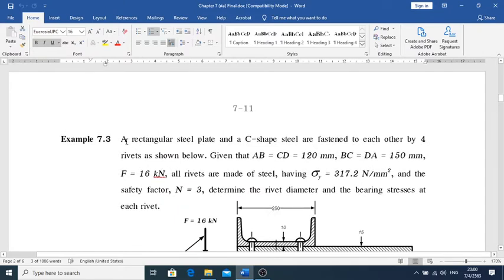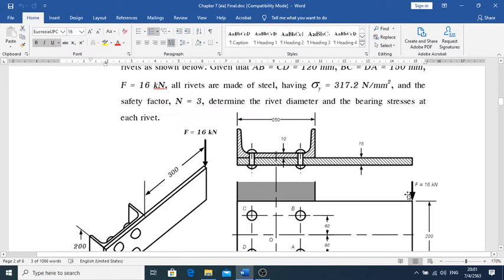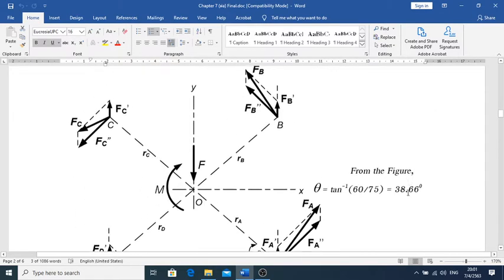This is the problem set. Okay, a rectangular steel plate and a C-shaped steel are fastened to each other by four rivets as shown below. Given that AB equal to CD is 120, BC equal to DA is 150, F is 16 kilonewtons. All rivets are made of steel having sigma Y of 137.2, and the safety factor N is equal to 3. Determine the rivet diameter and the bearing stress at each rivet respectively. Okay, so that's what we can do on that.